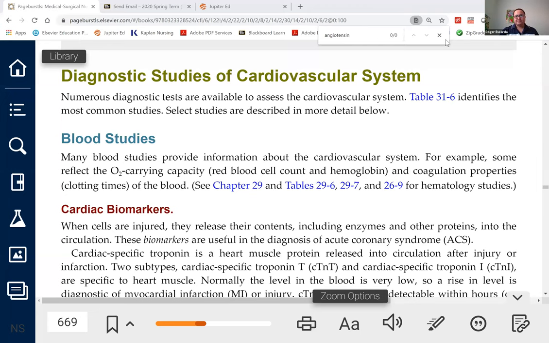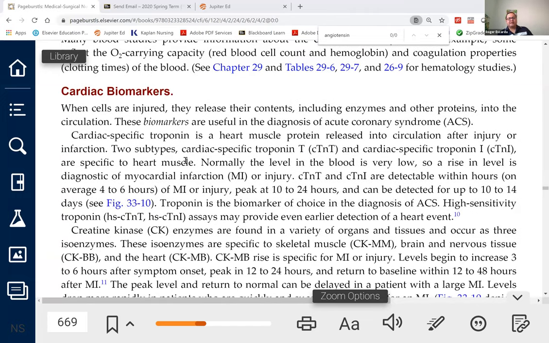I'll fast forward to the diagnostic studies now, particularly cardiac-specific biomarkers. This will be very significant when we get to acute coronary syndromes. There are three acute coronary syndromes. We have unstable angina, non-STEMI, and STEMI. So a myocardial infarction can either be with ST elevation, or non-STEMI, non-ST elevation MI.